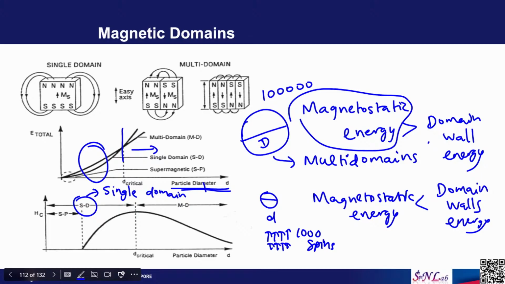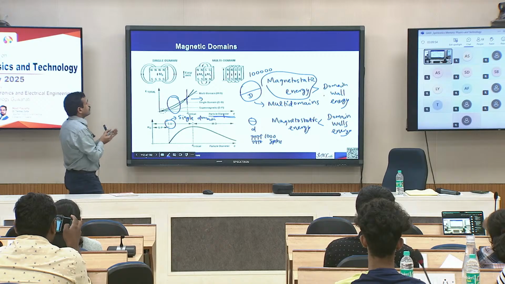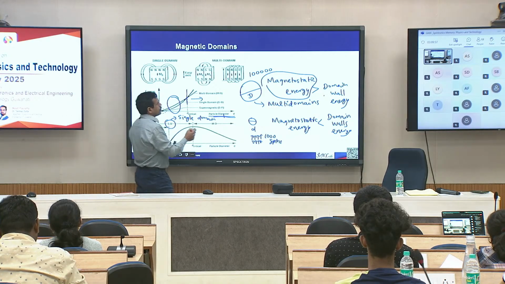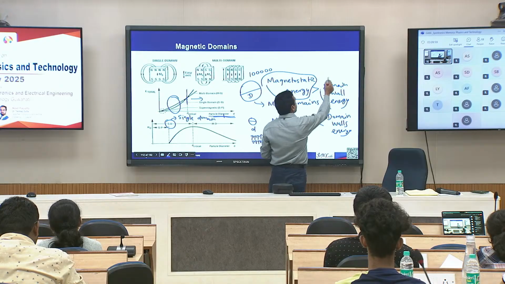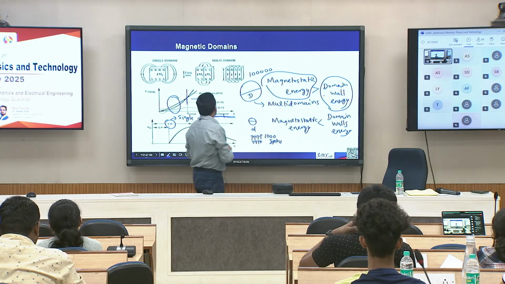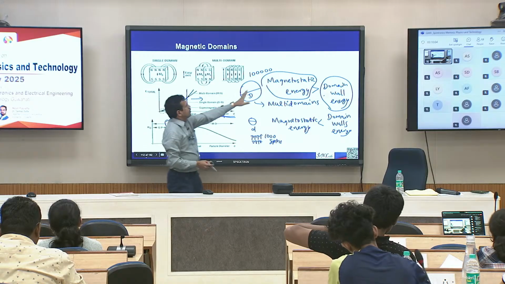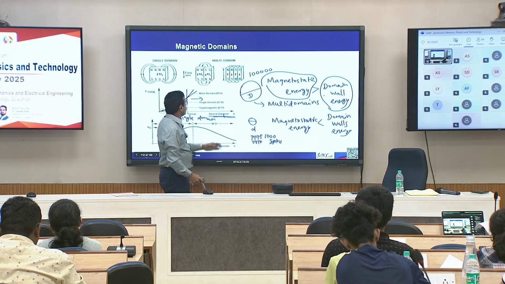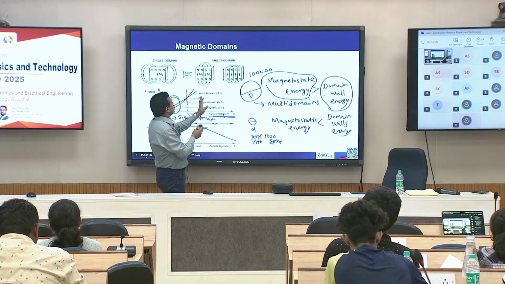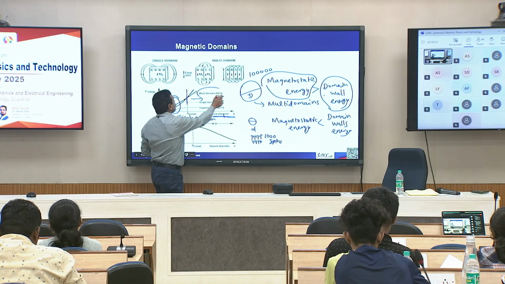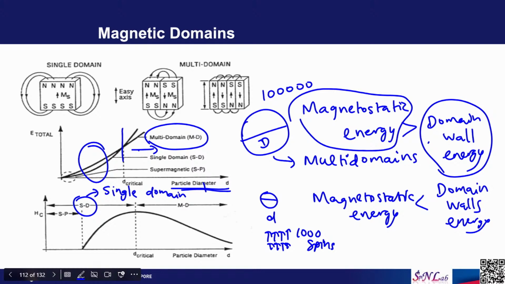Whether the system forms domains or not depends on the competition between these two energies. For large particle sizes, magnetostatic energy is large, so minimizing magnetostatic energy by forming multi domains is preferred. But for small particle sizes magnetostatic energy is not very high, it is low, so it is not wise to form domains. The system will not form domains, it will be in a single domain state.